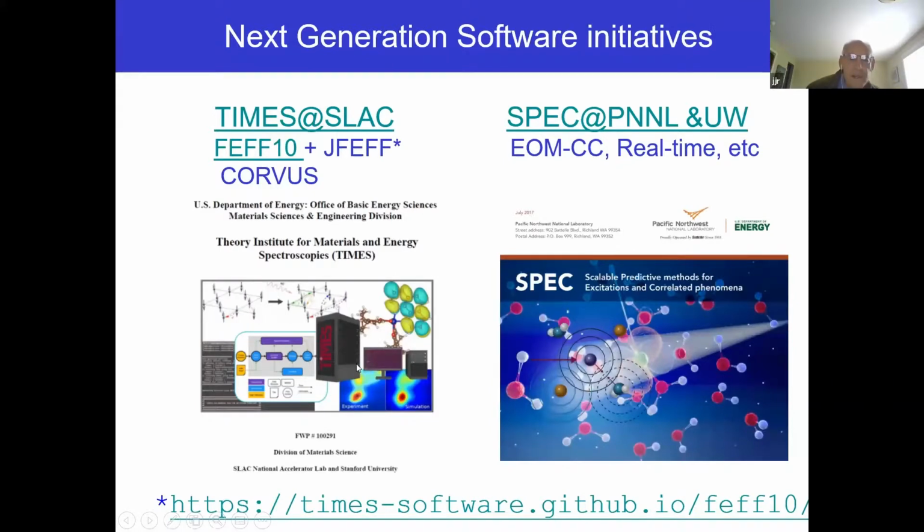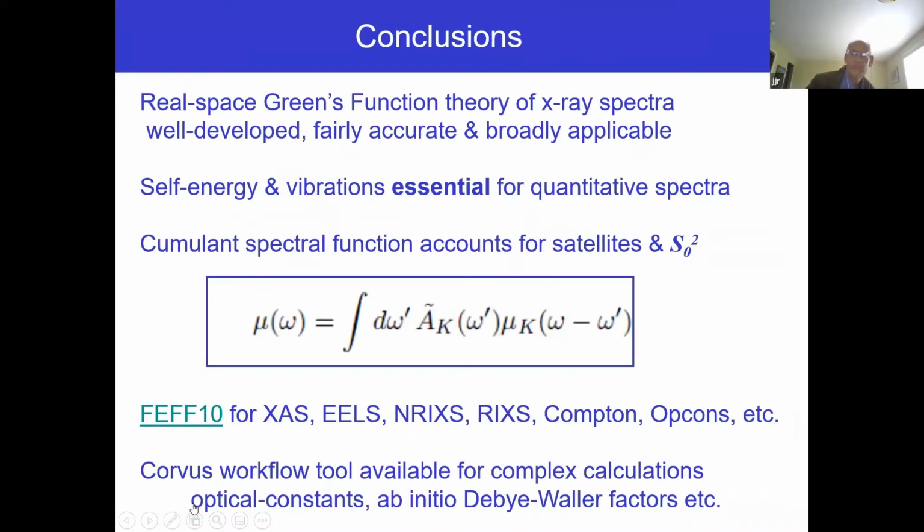Corvus intelligent workflow manager. There's a related initiative at PNNL, which is more devoted to quantum chemistry applications, but we also use the Cumulant there. And if anyone is interested in the updated FEFF10 code, here's the link. I think John Vincent's going to put it in the chat. And that brings me to the end.